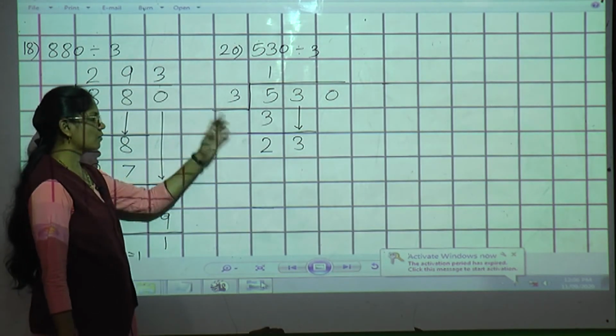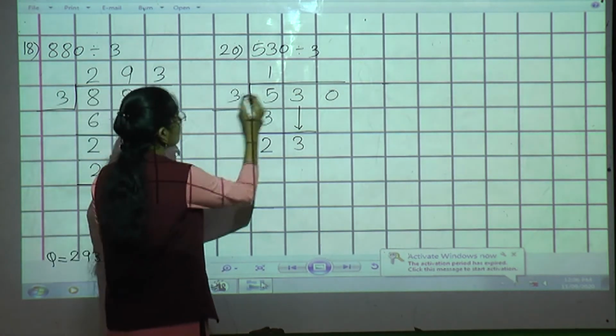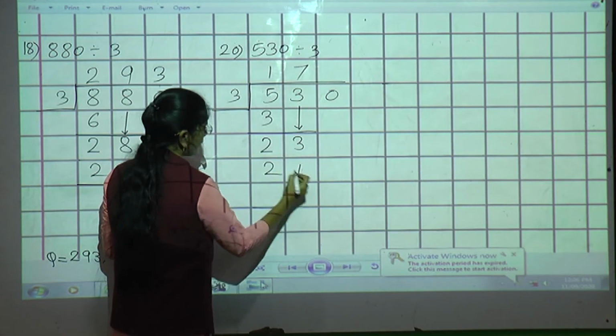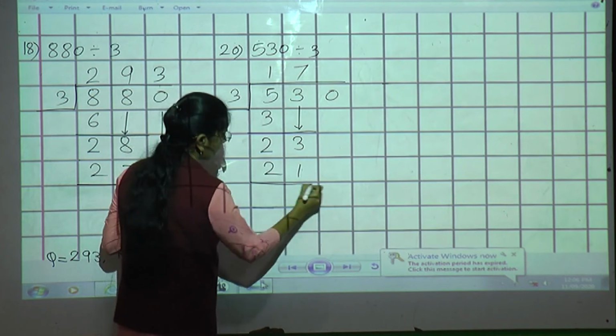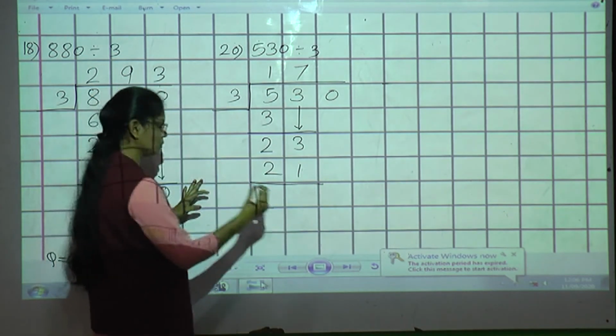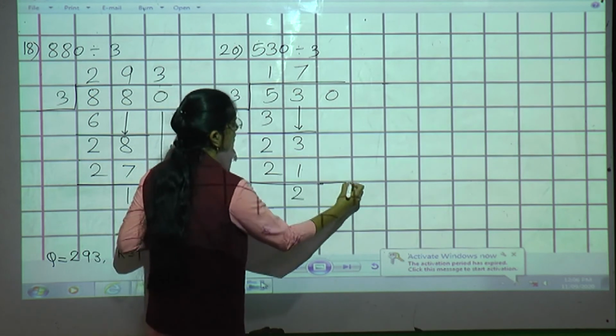Now in the table of 3, 23 is not there. So what we will do? 3 7s are 21. 23 minus 21, 2. Okay. Then we'll move to the next step.